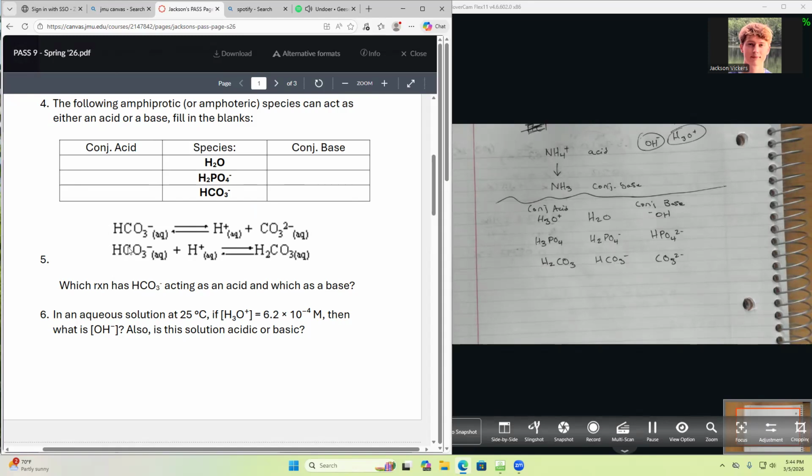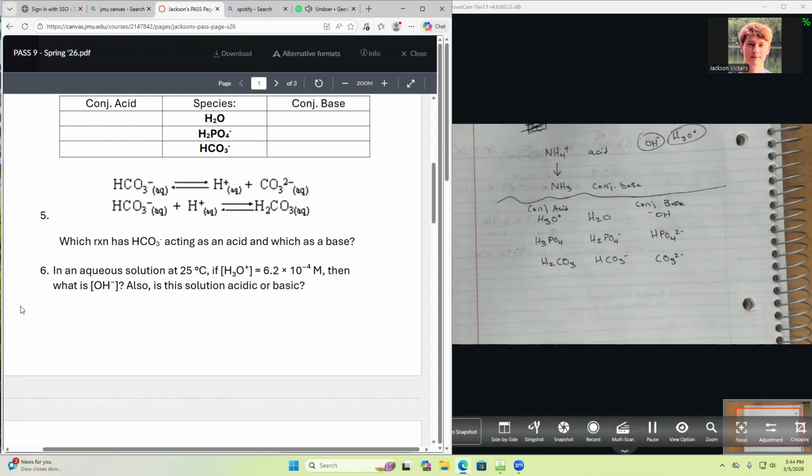And we go down here. HCO3 minus is combining with a proton to form H2CO3. So this is acting as a base. It's basically going and grabbing hold of a proton. Cool. Now let's get into the math stuff, because this is what we were doing all of yesterday.